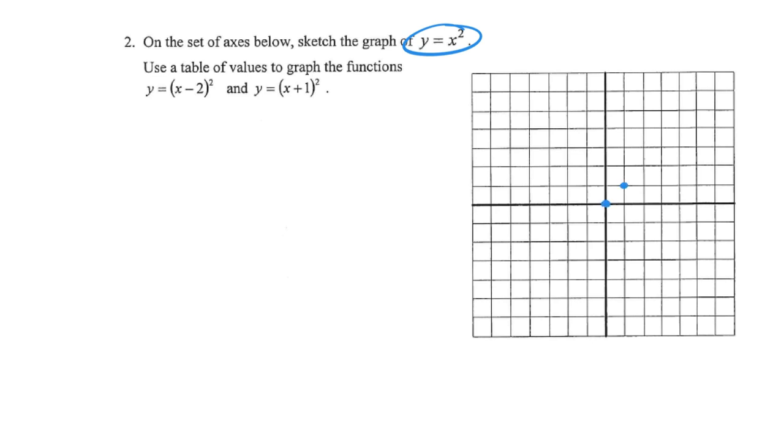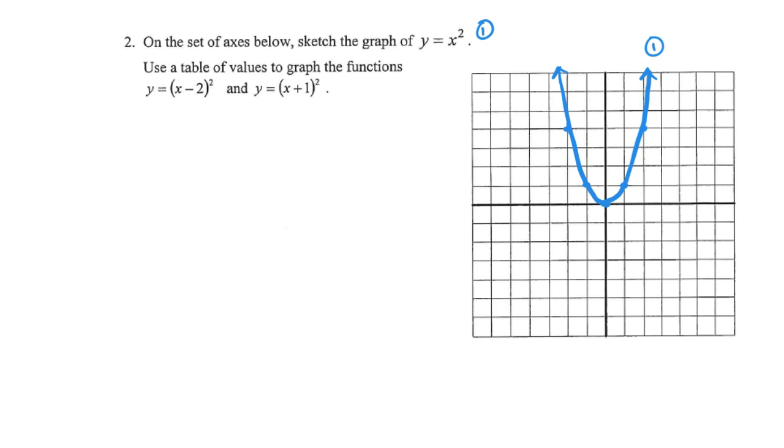0, 0, 1, 1, 2, 4. We're picking up the pace. Reflect them. Connect them with a smooth curve. Make sure it's a U, not a V. There is my base parabola. I'm going to call it equation 1 right now because I can kind of see where we're going. There we go.